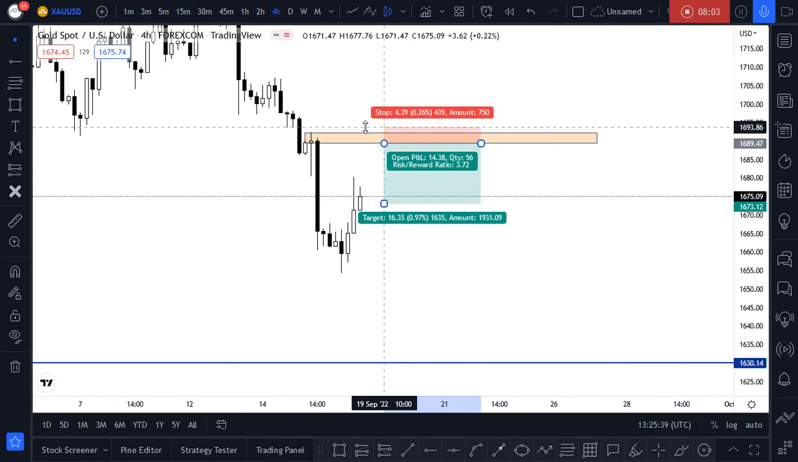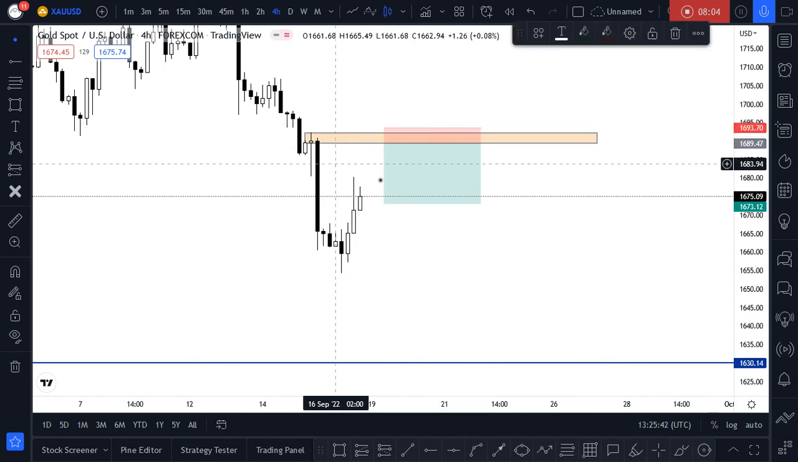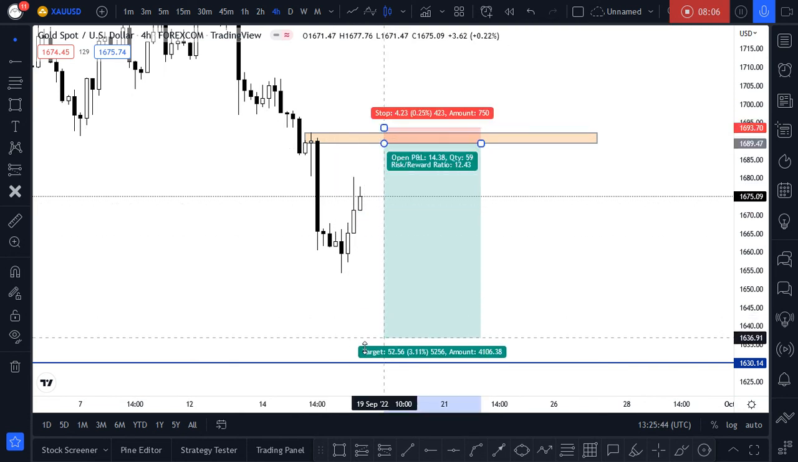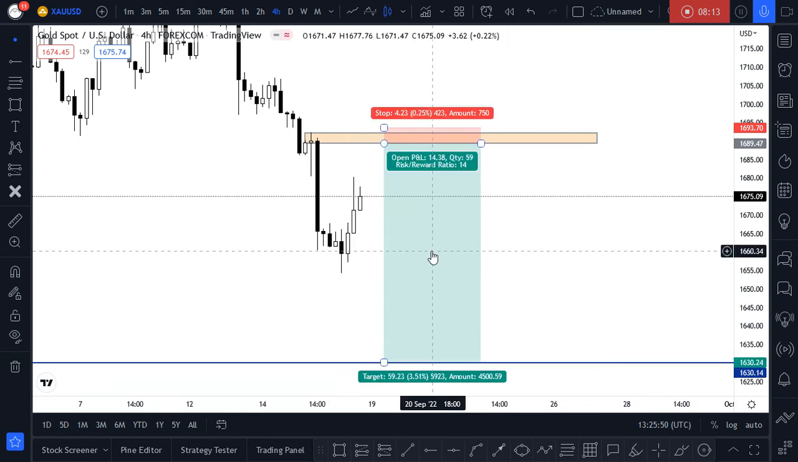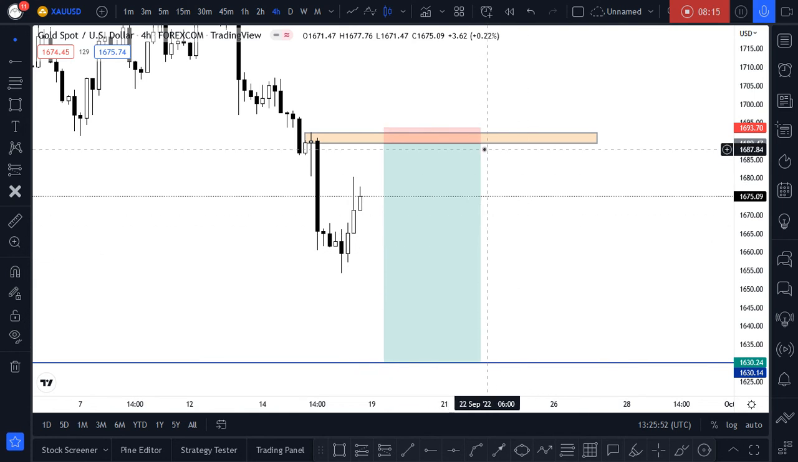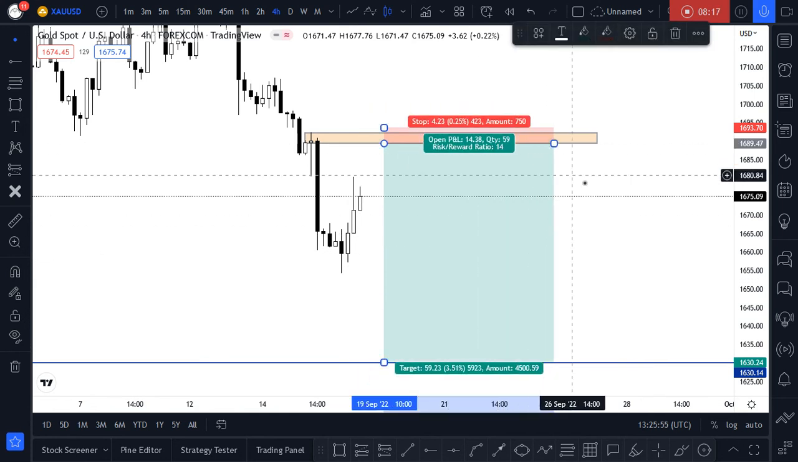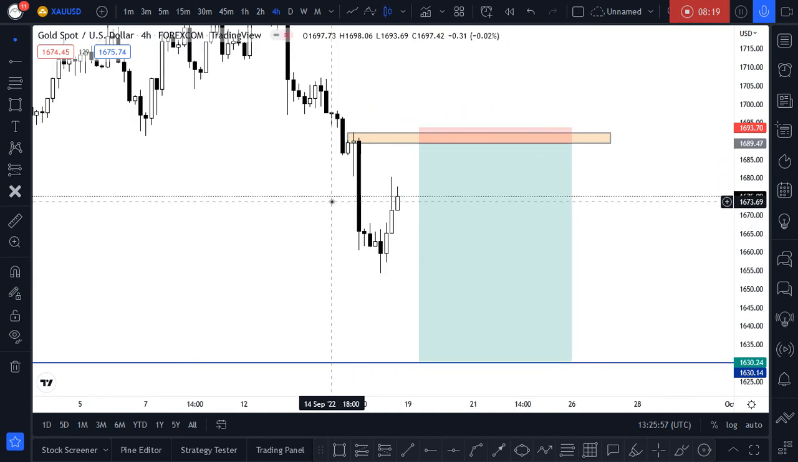So you can just risk 42 pips, then we target that 1630 region. Yeah, it's very necessary. So we are risking 42 pips to get 592 pips on gold. So this is my short analysis on gold.